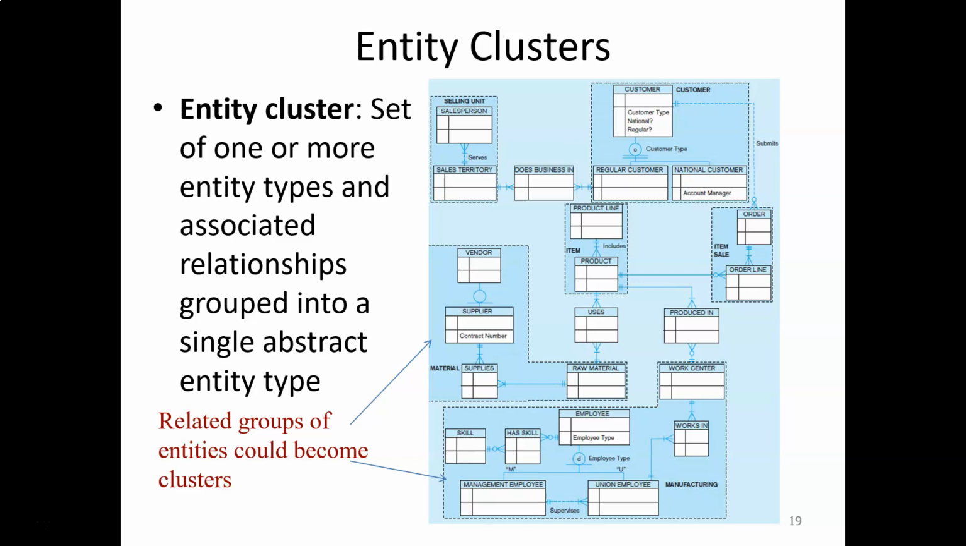This is an example of the Pine Valley Furniture ER diagram. As you can see, there are lots of entity types here, and there are lots of supertype and subtype situations here. For example, under customer, there are two types of customers, regular customer and national customer. Under employee, there are management employee and union employee, and so on. So as you can see, the ER diagram looks pretty complicated.